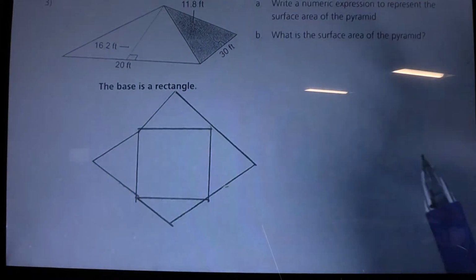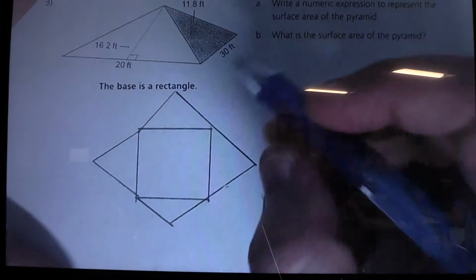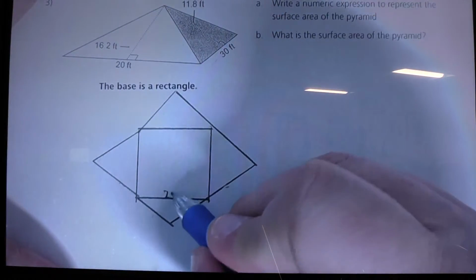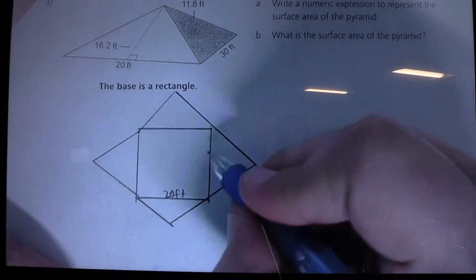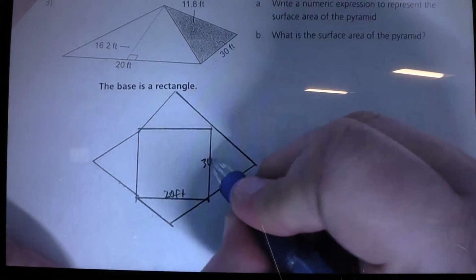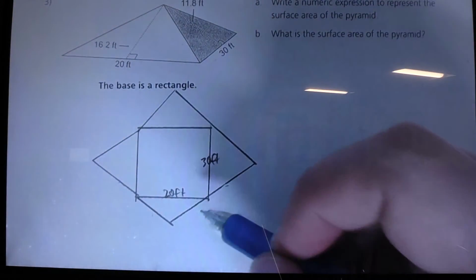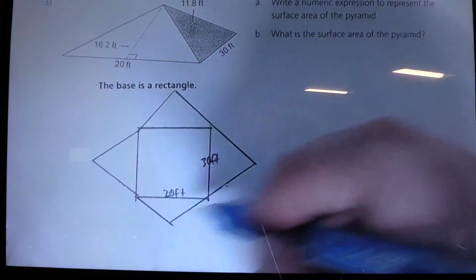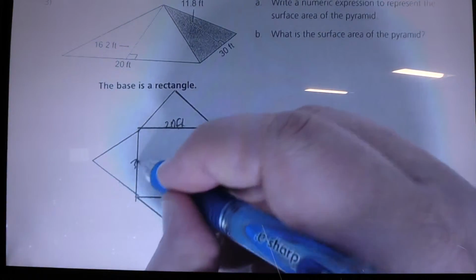Alright, now let's talk about our dimensions. One thing I will point out is that this side here is 20 feet, because it's 20 feet there, and this side here is 30 feet, because it's 30 feet there. And because this is a rectangle, opposite sides are congruent. So this is 20 feet, and this is 20 feet, and this is 30 feet, then this is 30 feet.